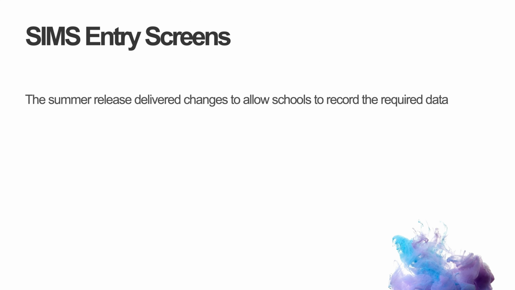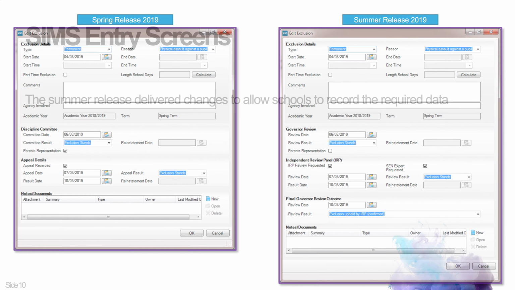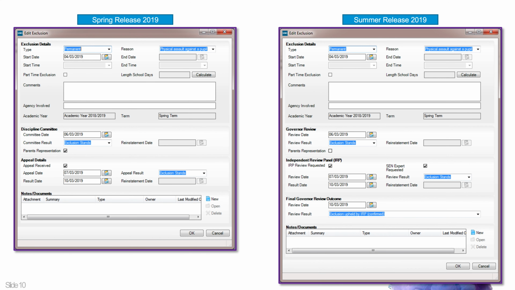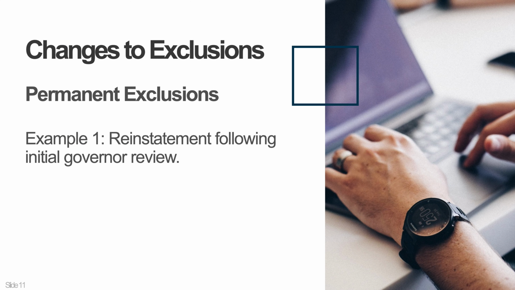The summer release delivered the changes to allow you to record this information in your SIMS system, and there's a comparison of the 2 screens, the old one on the left, the new one on the right, and you'll see we're now talking about a governor review rather than discipline committee, and the IRP instead of appeal details. So we've got a few examples to work through here.